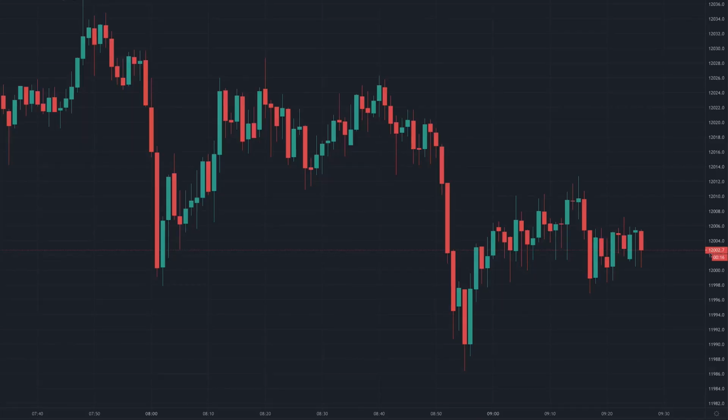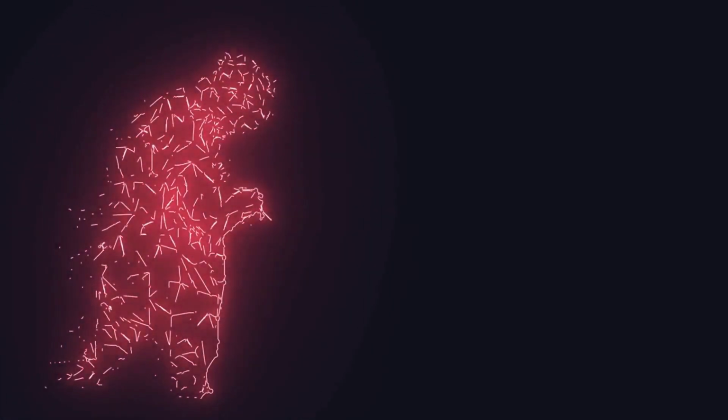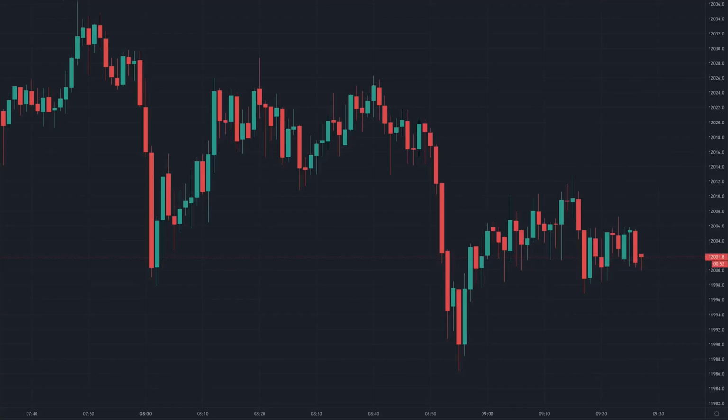If the candle is green, the price went up. It closed higher than it opened. If it's red, the price dropped. It closed lower than it opened. The body shows the range between open and close, while the wicks, or shadows, show the highs and lows for that period.